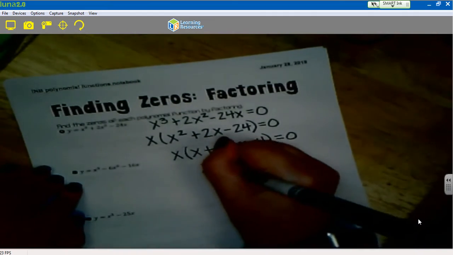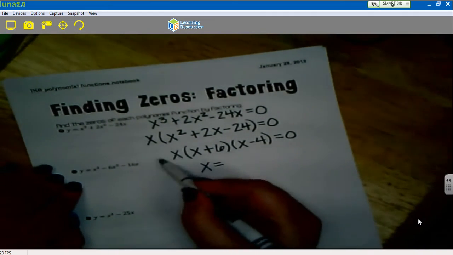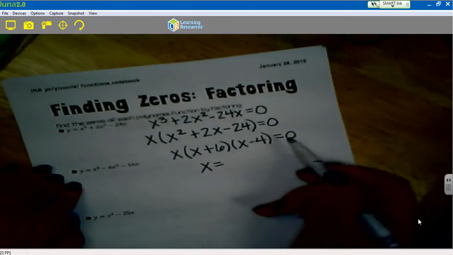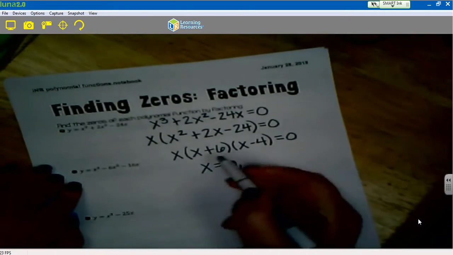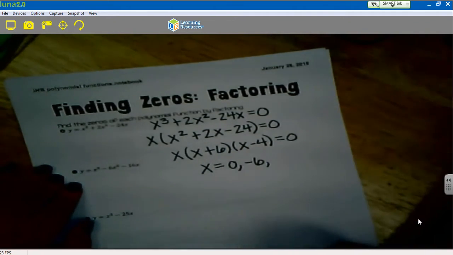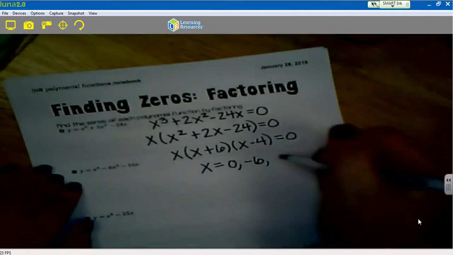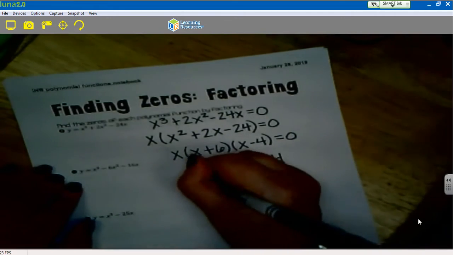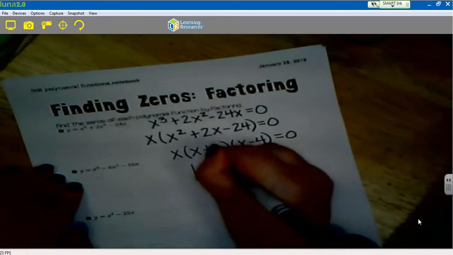So what are the values of x? Well, there's an x out front, so that means x is equal to 0. X plus 6, that means x is equal to -6. And x minus 4, that means x is equal to a positive 4.